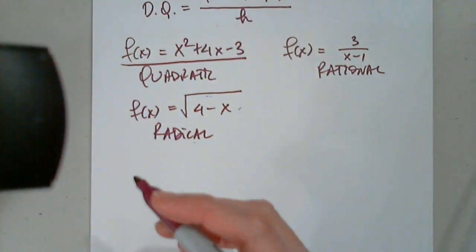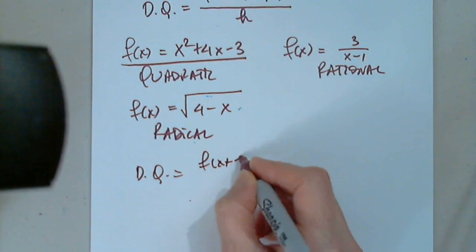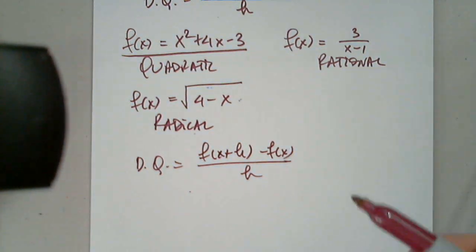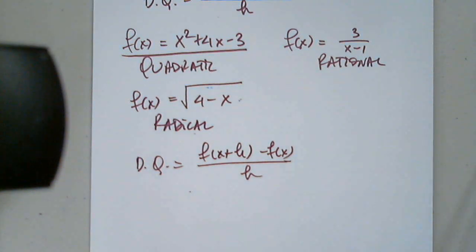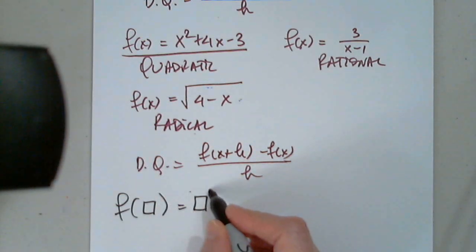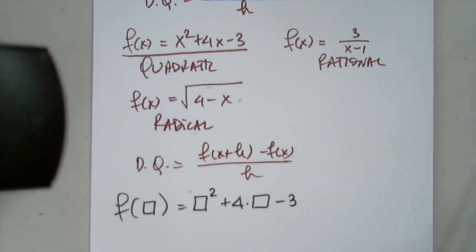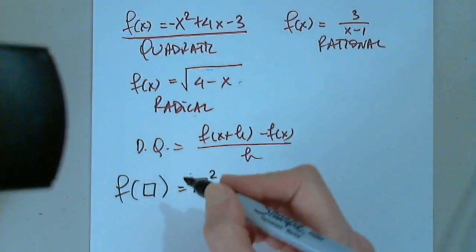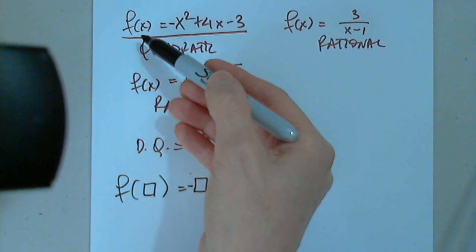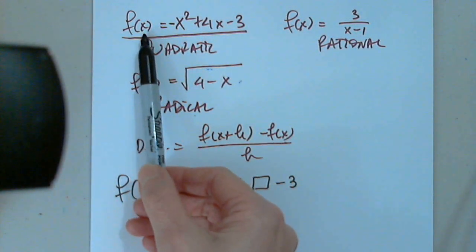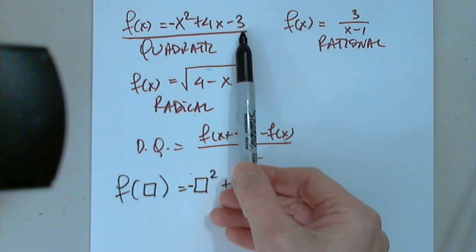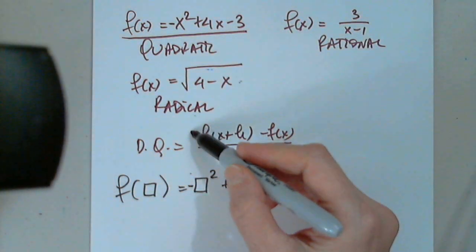So let's take a look, and I'm going to copy the difference quotient one more time here. First of all, how do I read this function? This is extremely important. This is a reminder. Here's how I read it. Let me spice it up a little bit. I'm going to put a minus in front here. So this is how I read the function. What does this tell me? It's a pattern. It says the function of whatever equals the opposite of whatever squared plus 4 times whatever minus 3.